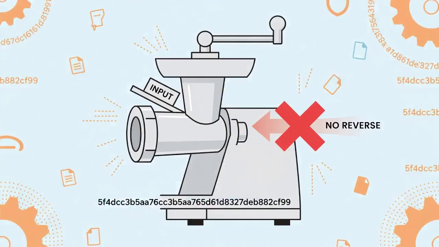Hashing is one way. Feed any input, a file, a password, a commit, into a hash function, and it spits out a fixed-size digest, usually a short hex string. Reverse it? Impossible. The grinder does not remember what it ate.